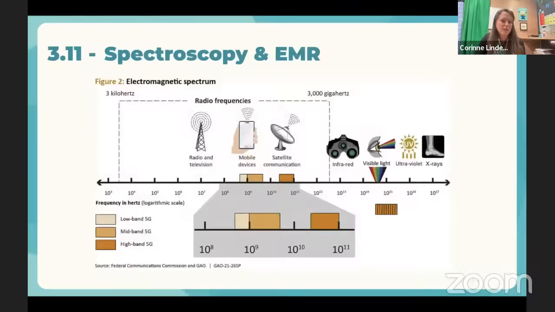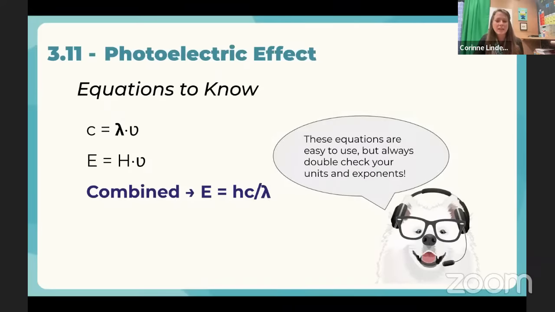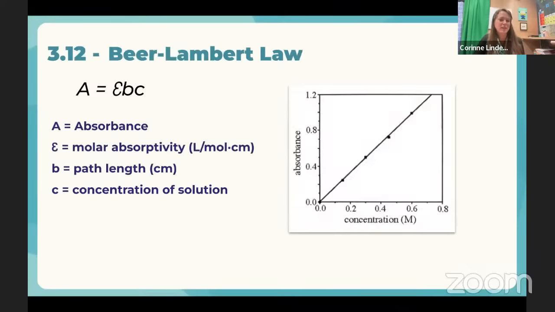We see spectroscopy. These equations, again, are pretty easy to use as long as you recognize what each of these variables represents. And again, these are given on your equation sheet. So just be careful not to make a simple algebraic error when you're rearranging it. Take the time to write it out, check your units, check your exponents. Don't make the mistake of dividing. If you end up with an answer that has 10 to the power of 40, you made a simple mistake. So be really careful with that. The other law we see in this unit is the Beer-Lambert law.